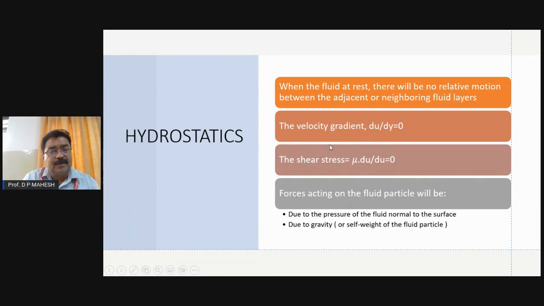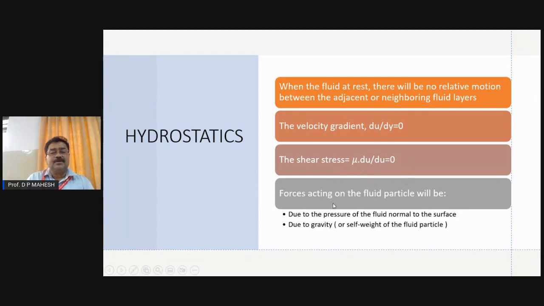Let us continue the same subject with the topic hydrostatics. Hydrostatic means when the fluid is at rest, there will be no relative motion between the adjacent or neighboring fluid layers, which means the velocity gradient is going to be zero. The shear stress, which is equal to mu into du by dy, will also be zero.